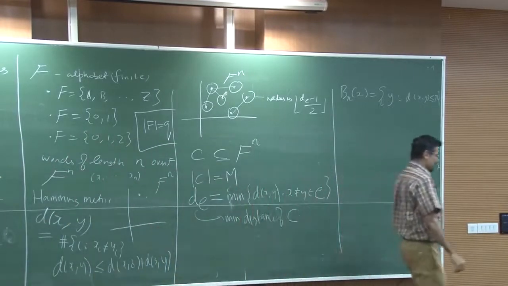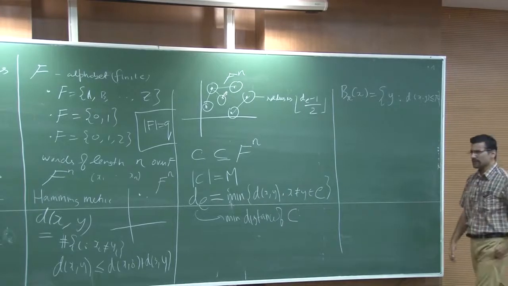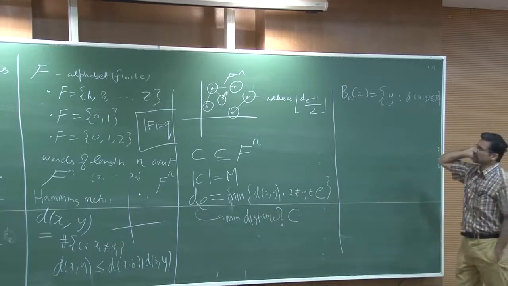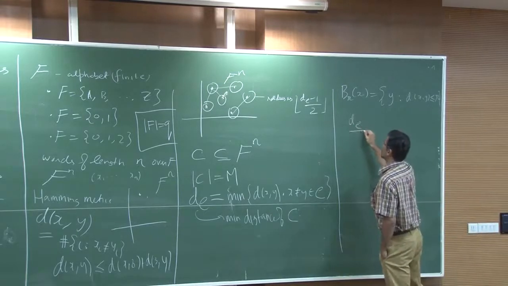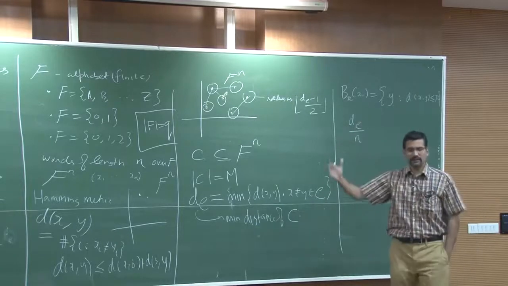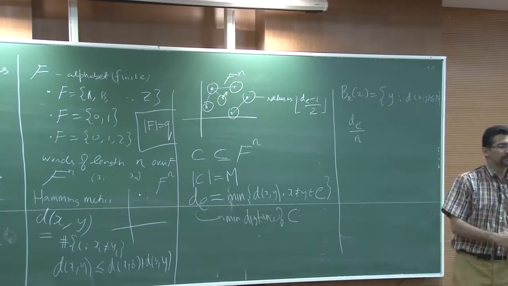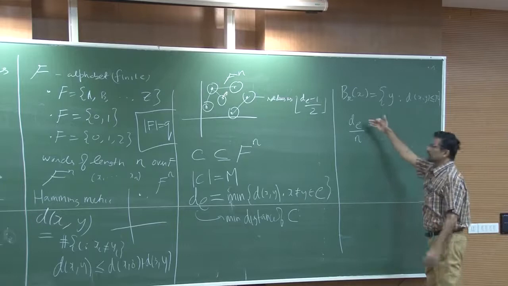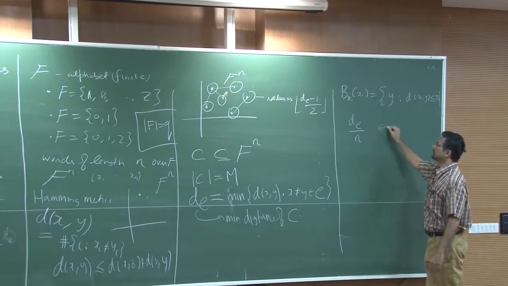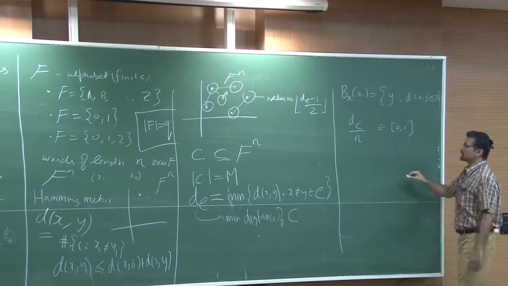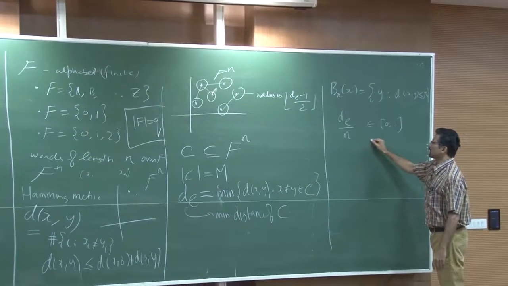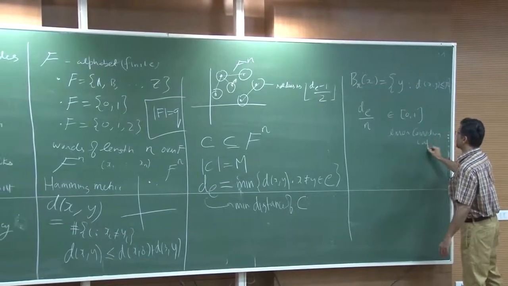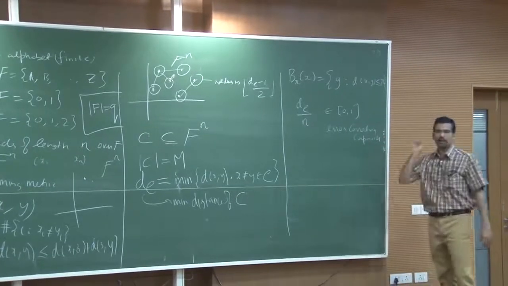So okay, let's come back. What is a good code? We have seen how codes help us correct errors. As I said, if the number of errors is at most half of d minus 1, then you can have error-free communication. So d over n is a fraction between 0 and 1. This is a measure of the goodness of the code. I will call it error correcting capacity. Simply speaking, how good this code is.